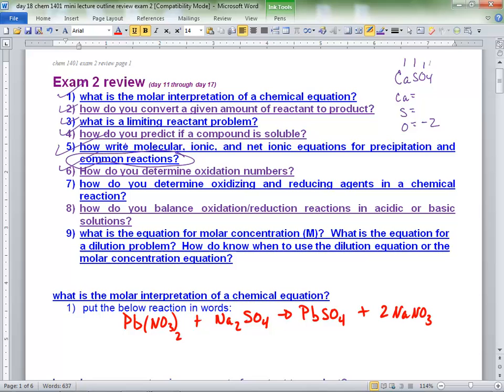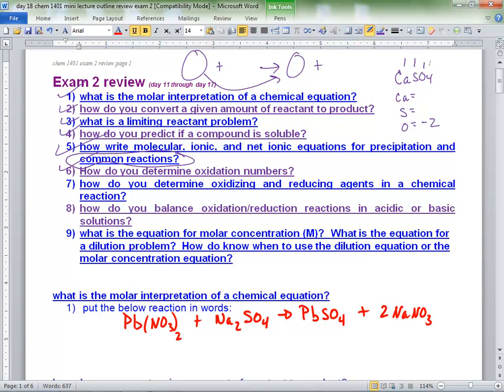How do you determine oxidizing and reducing agents? Oxidizing agents always get reduced. Reducing agents always get oxidized. So you just have to find some element on both sides, right, and see how it changed. See whether it got reduced or oxidized. And that tells you. It's just determining oxidation states again. And we'll do some of those.